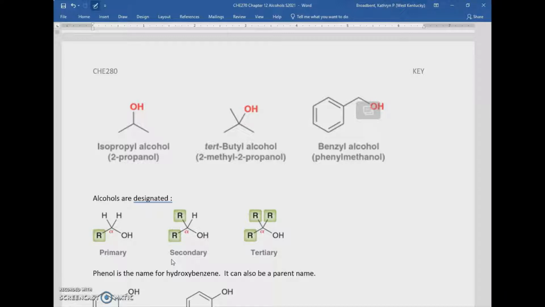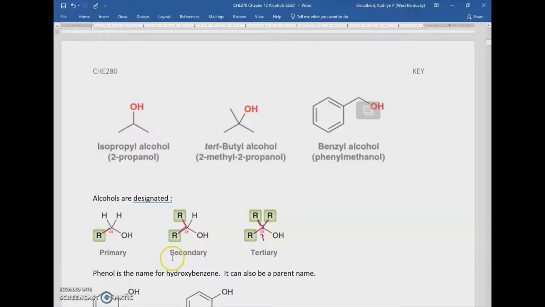Alcohols are designated as primary, secondary, and tertiary. A primary alcohol has only 1 R group. Secondary has 2 R groups, and a tertiary will have 3 R groups attached to this carbon here, which we are naming the alpha carbon.